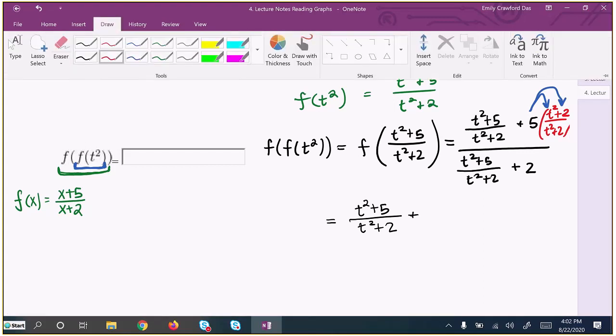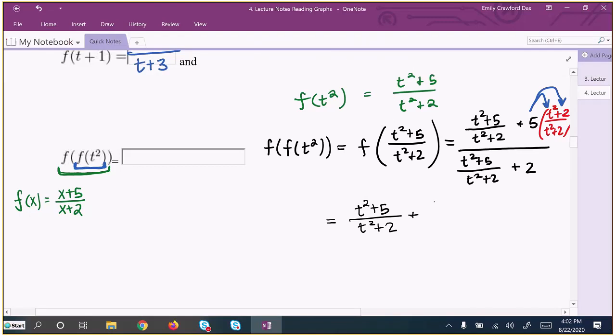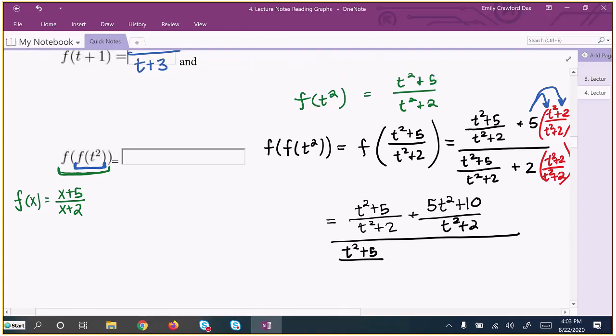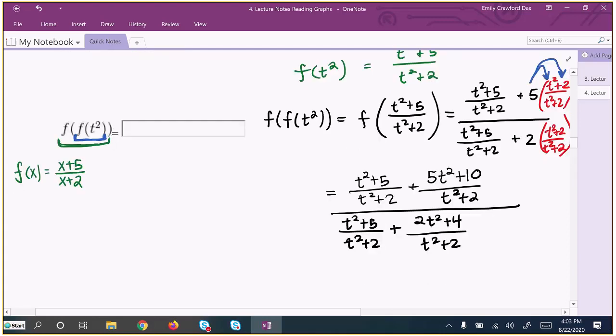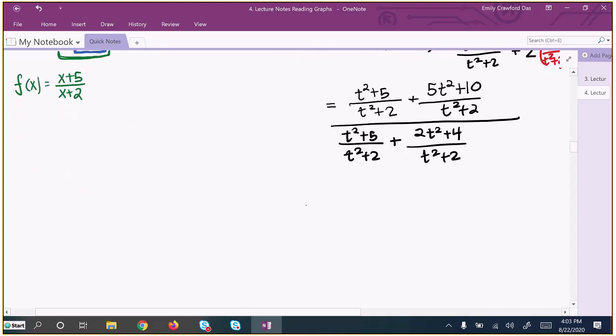All right, so here that gives me plus (5t squared plus 10) over (t squared plus 2). That's just the top of the fraction. I'm going to do the exact same thing on the bottom. I'm going to multiply by (t squared plus 2) over (t squared plus 2) to get a common denominator. So then this is (t squared plus 5) over (t squared plus 2) plus, distributing the 2 across, (2t squared plus 4) over (t squared plus 2). So I'm getting a little closer, but I've still got some work to do.